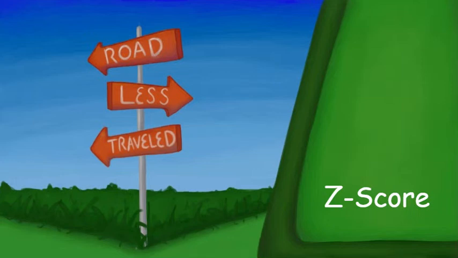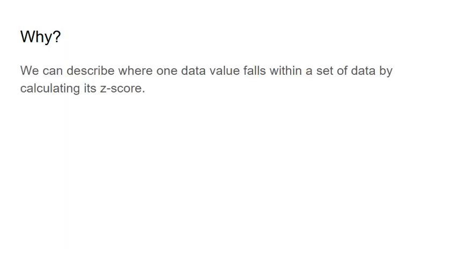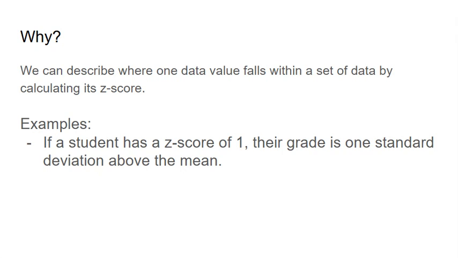Hello and welcome. Let's learn about calculating z-scores. We can describe where one data value falls within a set of data by calculating its z-score. For example, if a student has a z-score of 1, then their grade is one standard deviation above the mean of all the other scores.